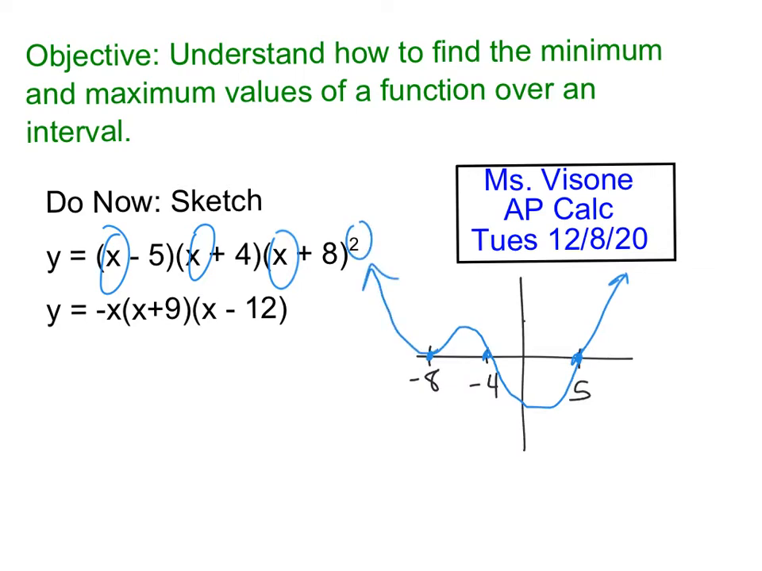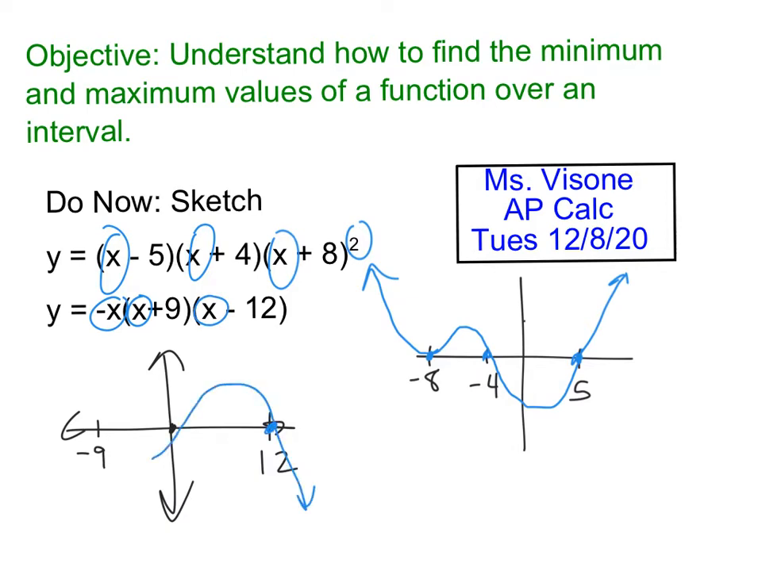So that's that graph. And then for the second one, we have 12, -9, and 0. The limit as x approaches infinity for this one, though, is negative infinity. So going down, and it's a nice smooth graph. Those are definitely some rough sketches.